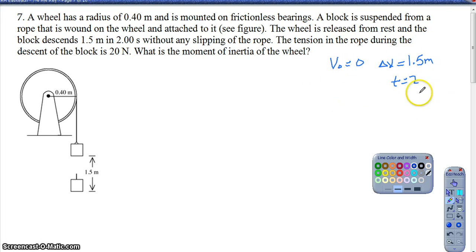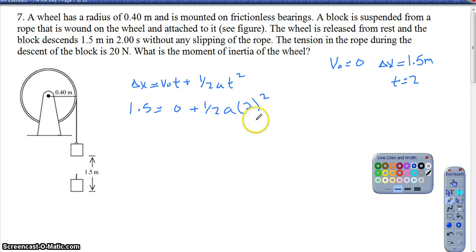We can do some kinematics and find either the acceleration or the final velocity. In this case, it is helpful to find the linear acceleration, the tangential acceleration, I should say. So I'm going to use linear kinematics to find the tangential acceleration. Using Δx equals v₀t plus 1/2 at², much like we did in the last question, I know this is 1.5. My initial velocity being 0 simplifies it a little, and then 1/2 the acceleration times 2 squared.